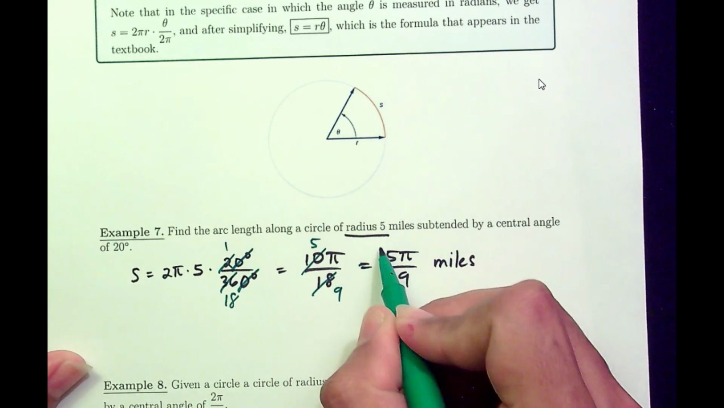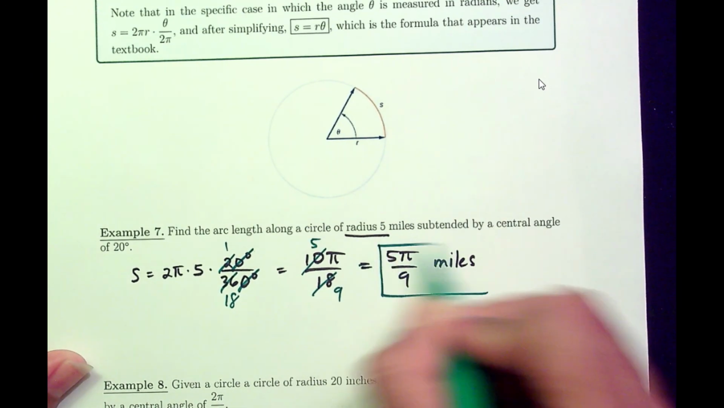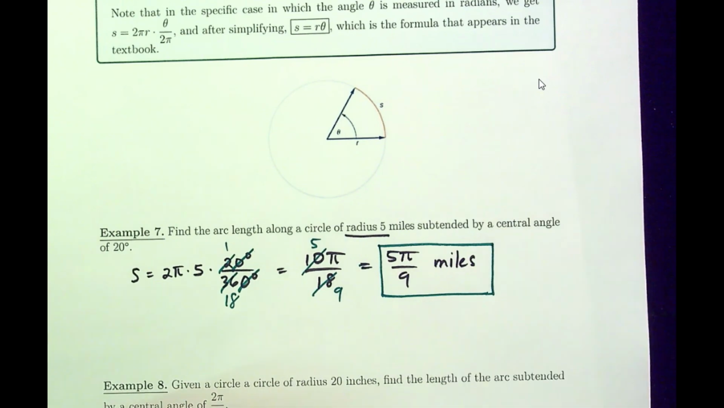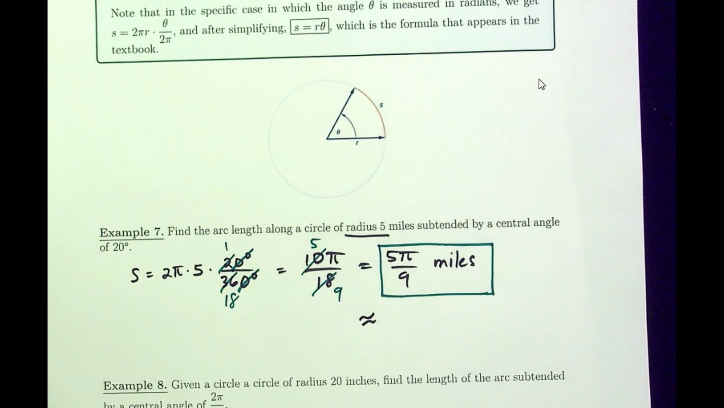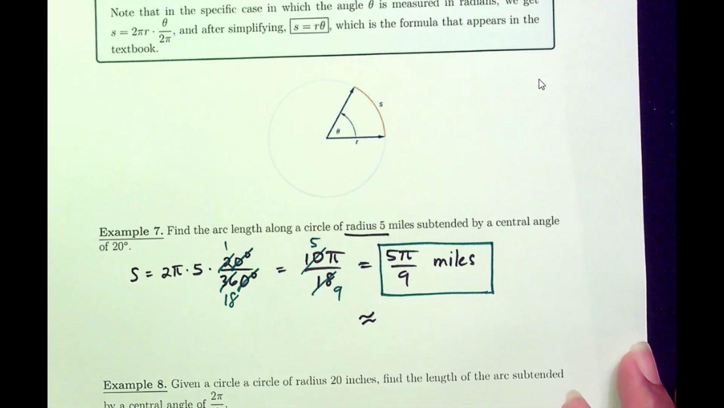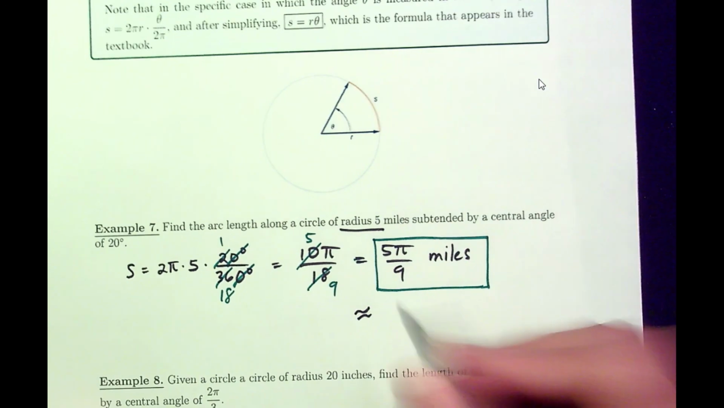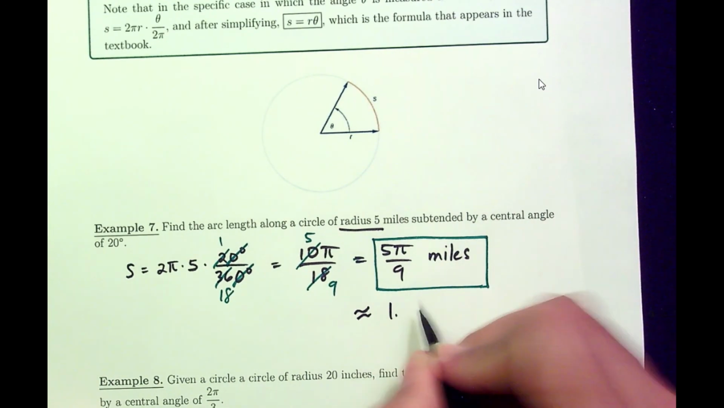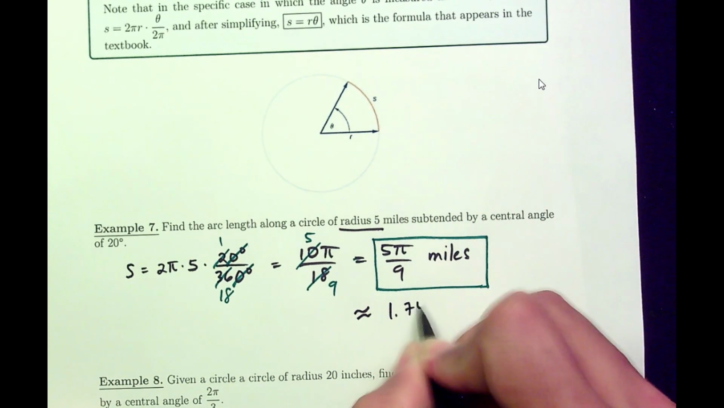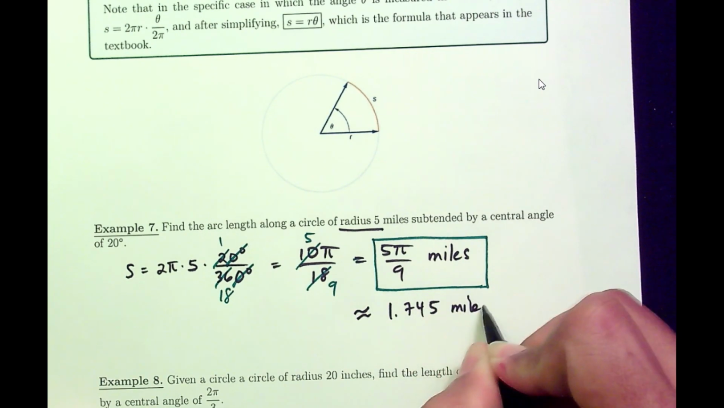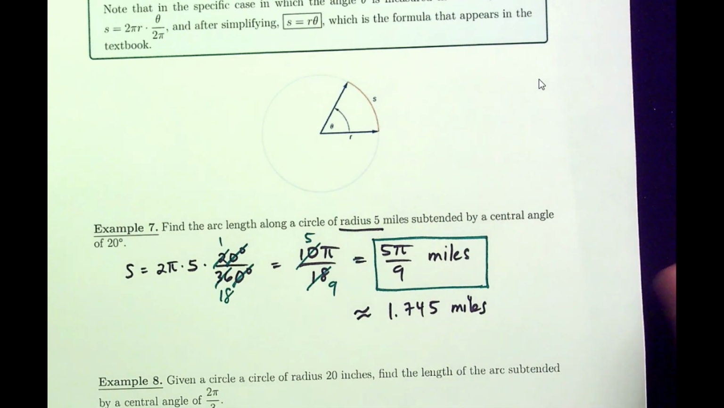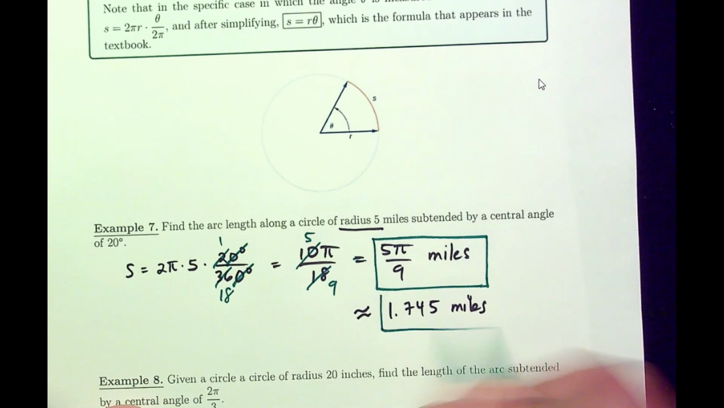If they don't ask you to round it, that's the answer. Don't round it if they don't ask you to. If they did ask you to round it, they will tell you how many decimals they want. So let's suppose they want 3. Then if you put this in the calculator, this would be 1.745 miles. Okay? So this would be the answer if they ask you to round.